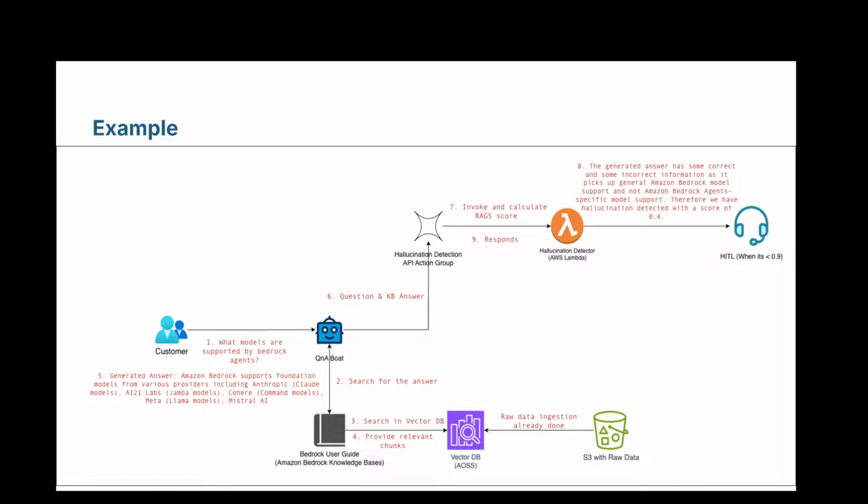Because the answer you see is only for the Bedrock service. We asked for Bedrock agents, not the service. If you see the question here, we asked what models are supported by agents, and the answer it gave was what Amazon Bedrock supports. So based on that calculated score, it will put a human in the loop and say, please wait, someone will support you, rather than giving these half wrong answers. Right? So this is just an example. You can play around with different stuff, and that's what makes this very powerful if you want to use it.